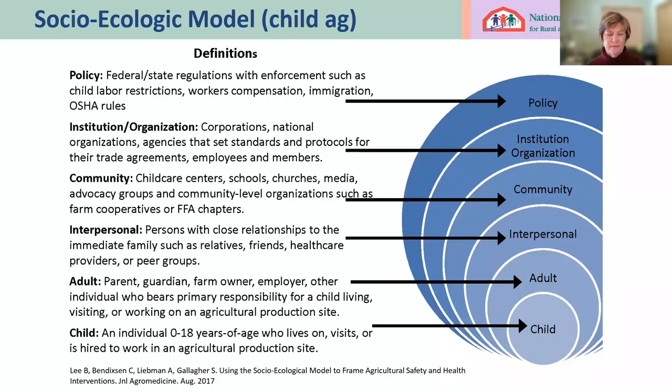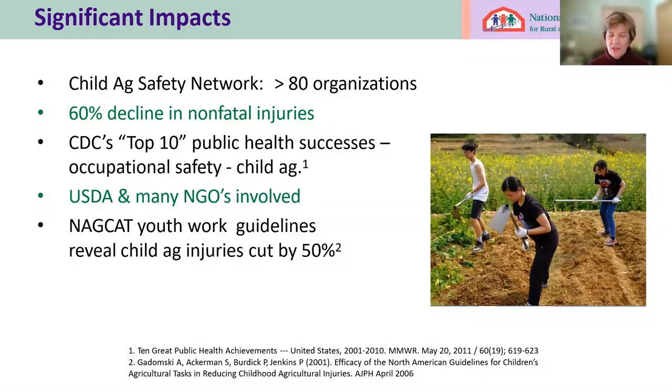Now, I'm going to share some good news about impacts. Over these past 25 years, there have been many accomplishments. The Child Ag Safety Network has grown from 10 to 18 organizations. Data reveal a 60% decline in non-fatal injuries from 2001 to 2014, although we don't really have any data to inform trends in the past 6 years. And a 2011 MMWR report commented on the Child Ag Initiative within the occupational safety top 10 successes of the decade. And then regarding funding beyond NIOSH, there have been some small USDA grants, mostly for tractor safety training.